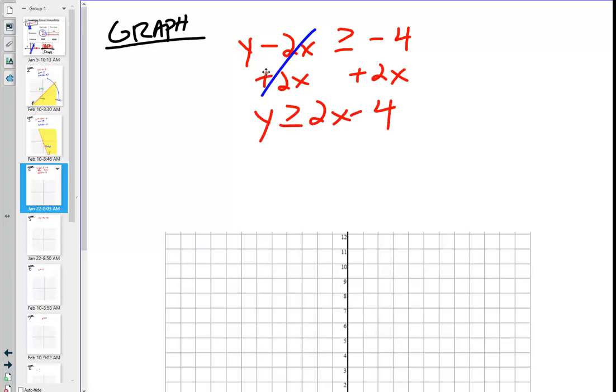I'll give you like a 45-second head start. See if you can graph it on your own.